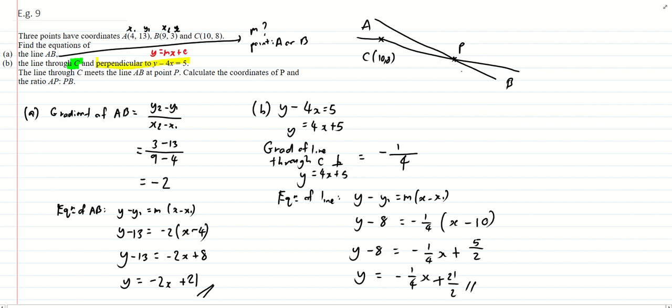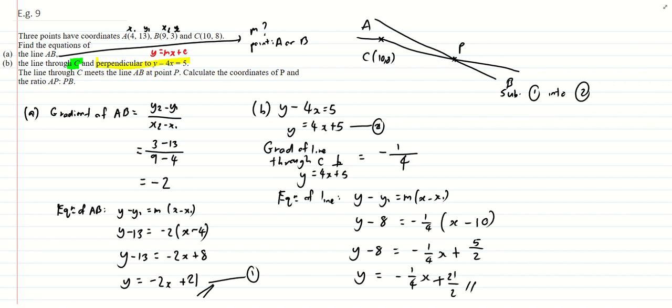So to find the coordinates of P is quite simple. You just have to solve simultaneous equations. So equation 1, and equation 2 over here. Okay, so substitute equation 1 into equation 2. So I have negative, oh sorry, this is not equation 2. The line through C is not this one, the line through C is here.